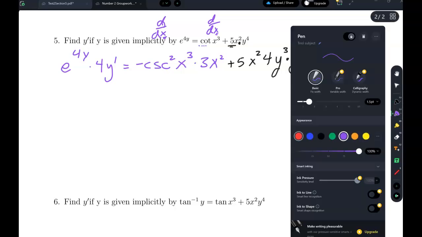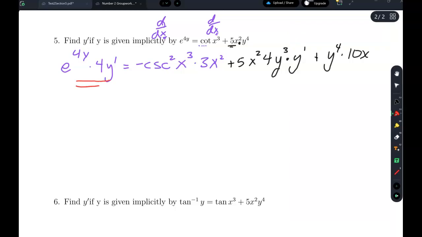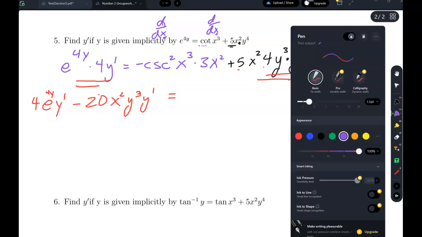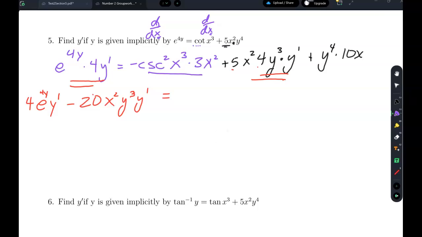So let's go identify where the y prime terms are. That's a y prime term, and that's a y prime term. So let's subtract this over. So I get the 4 e to the 4y y prime minus, and I guess that gives me a 20 x squared y cubed y prime equal, and then I've got these things left here, right? So I've got this left. So I've got negative 3x squared cosecant squared x cubed, and then a plus a 10x y to the 4th.